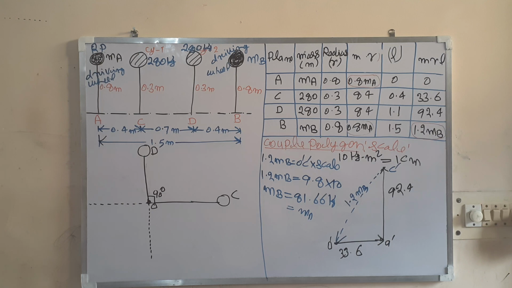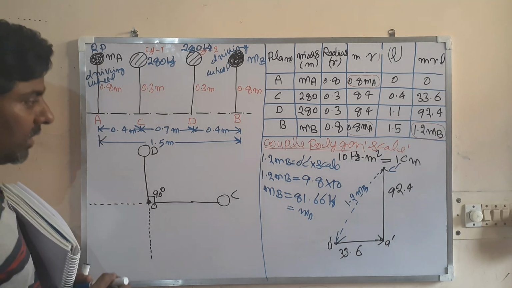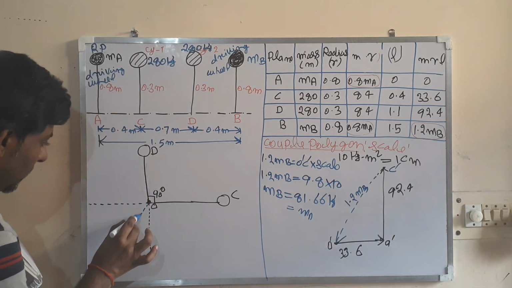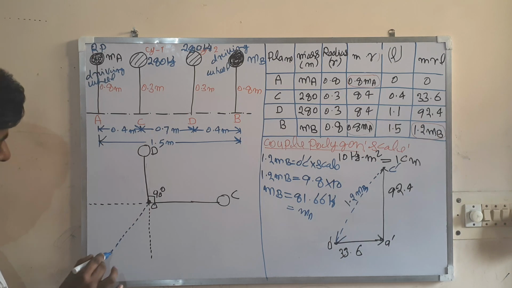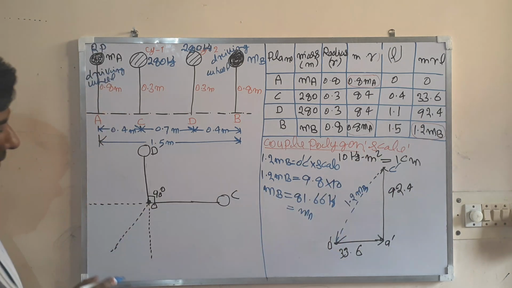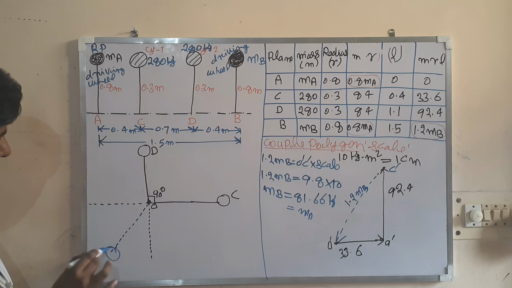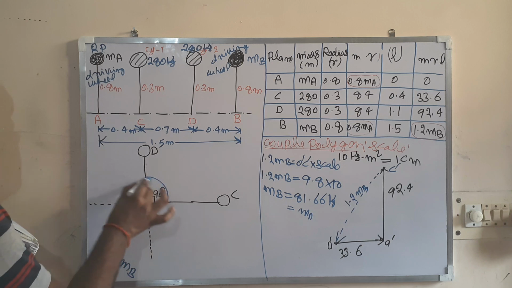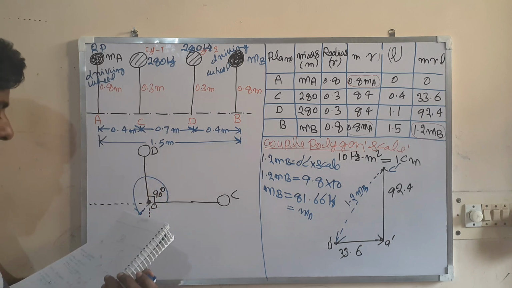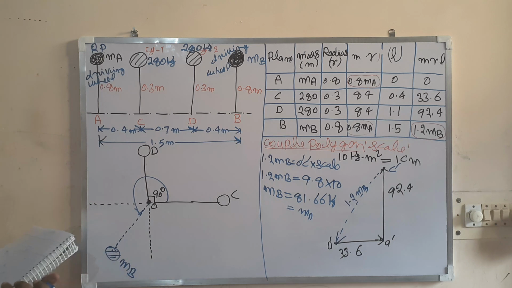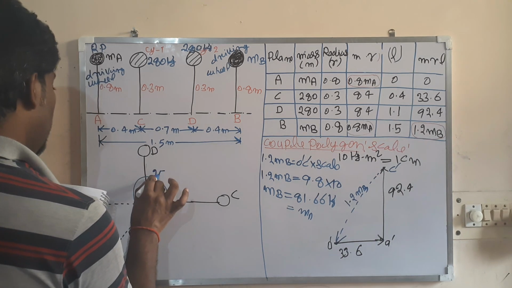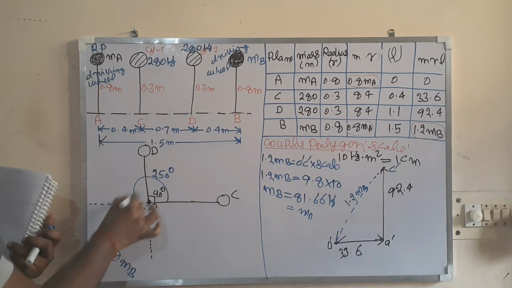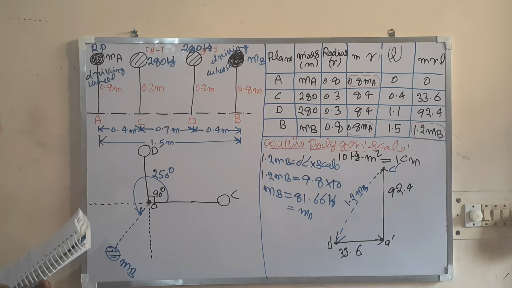Now here you draw a line parallel to this. So I am drawing this line, parallel to this line. This is showing the direction of mass B, the mass in plane B. When you measure this angle, you will find that the angle is 250 degrees. Just by measurement you can get this value, 250 degrees.